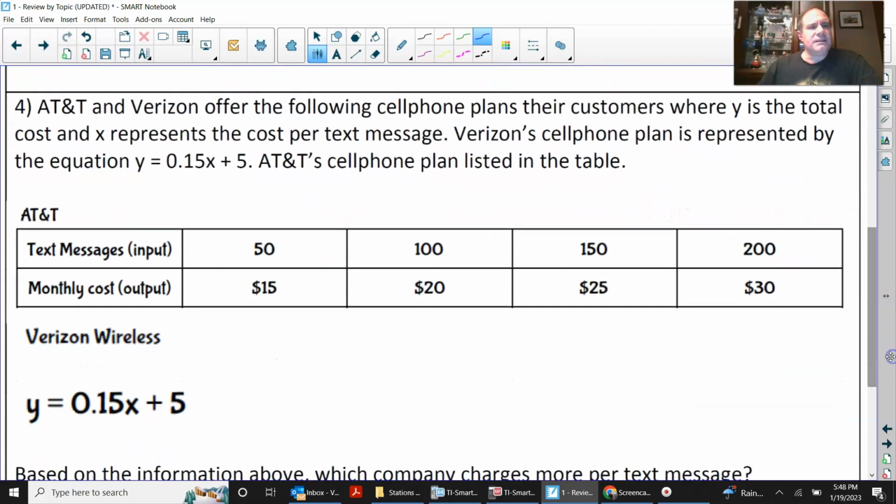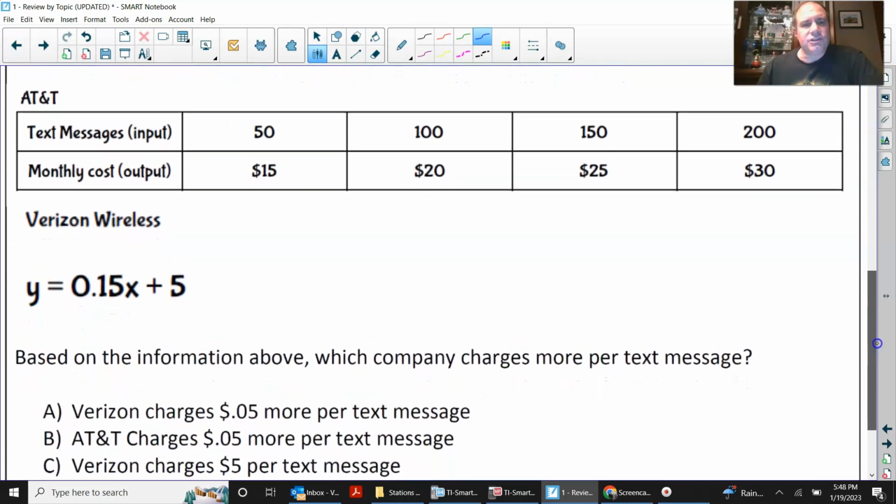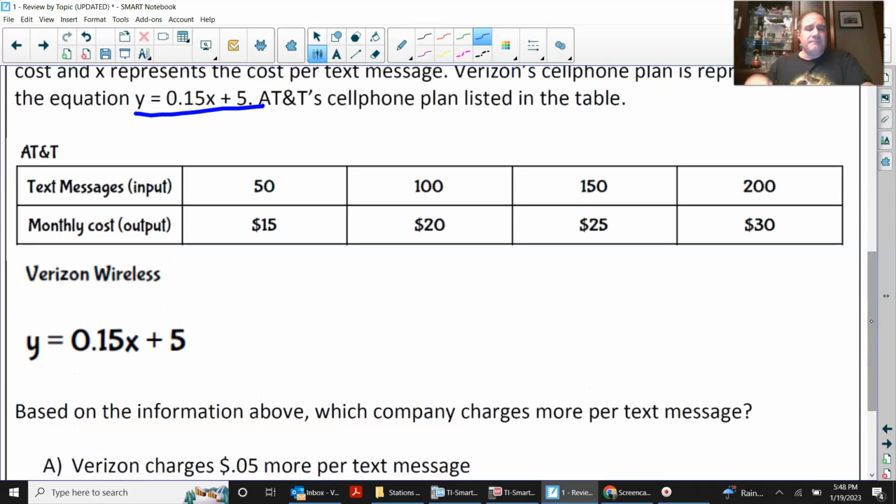All right, number 4, AT&T and Verizon offer cell phone plans where y is the total cost and x represents the cost per text message. Verizon's cell phone plan is represented by this. AT&T's cell phone plan is listed in the table. So here's Verizon Wireless's cell phone plan. Based on the information above, which company charges more per text? So I'm just going to put Verizon Wireless is 15 cents per text.